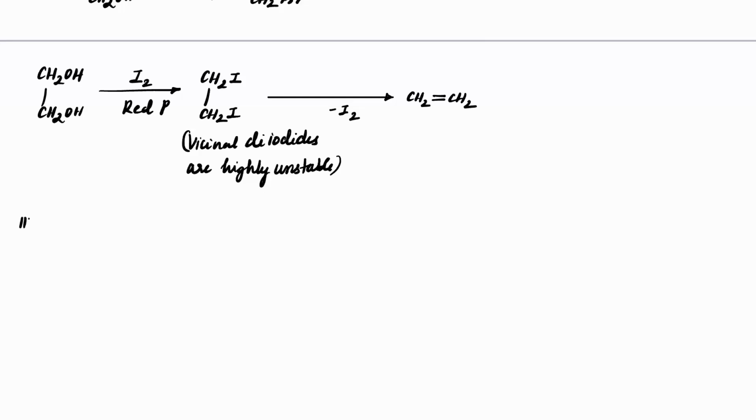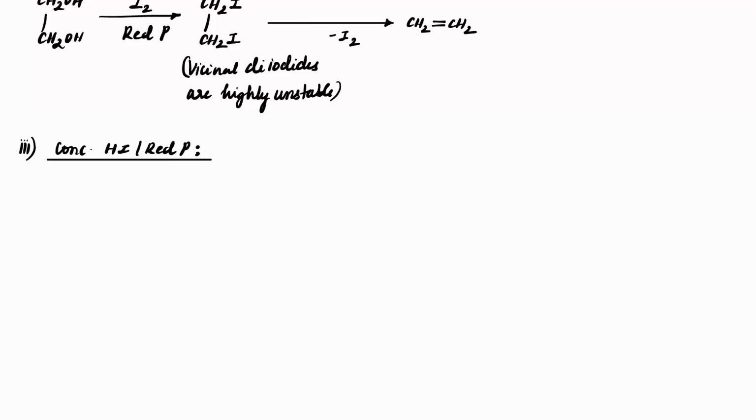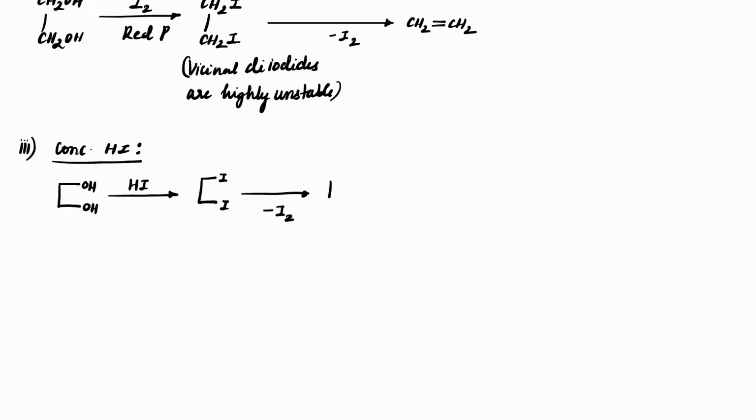Okay. Third reaction. If we react with concentrated HI, sometimes only concentrated HI is given. Sorry, not red phosphorus. We will first write concentrated HI. With concentrated HI, see what we get. If you have a glycol here, OH and OH, and we react with HI, first you will see iodide and iodide will come. And because iodides are unstable, you will get an alkene. And that alkene can further react with one more mole of HI and finally you will get this form.